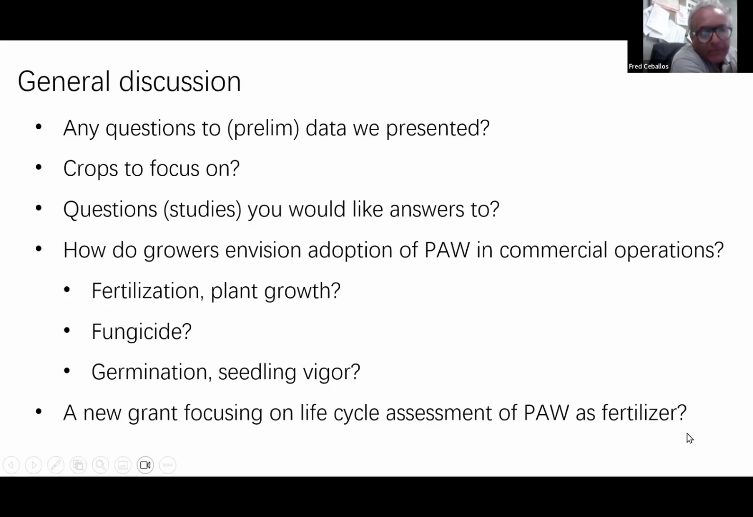I missed most of the presentation, but I was looking at the cereal seed germination, and I saw that the seedlings were taller and had more roots, but were they just as vigorous, or were they just stretched out, like you might get from a growth regulator?